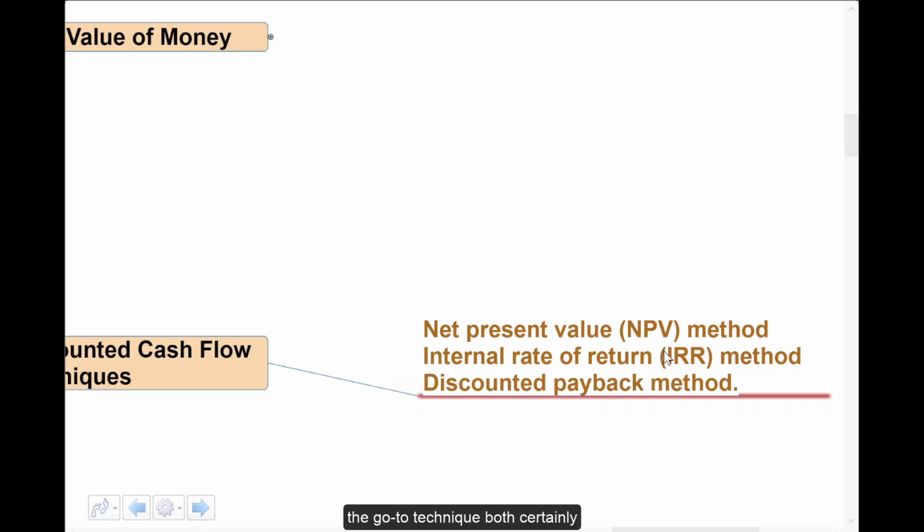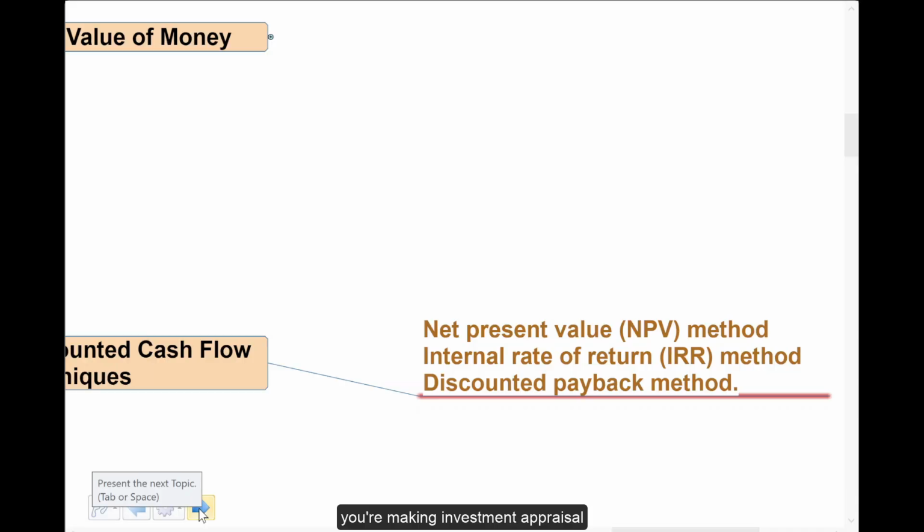The go-to technique, both certainly within the ACCA qualification and indeed in real life, is NPV, or net present value. More of that throughout this particular mind map. Next key area is IRR, or the internal rate of return. More of that later. And then indeed the last one, probably less well used but often examined, discounted payback. More of that in a moment. So three main DCF techniques that really take into account that crucial area of the time value of money.